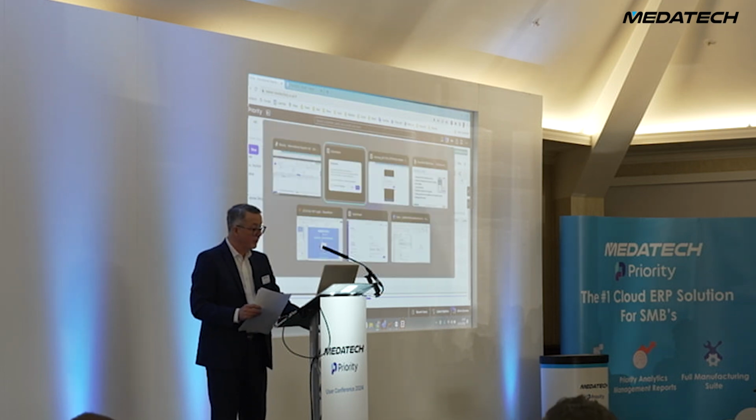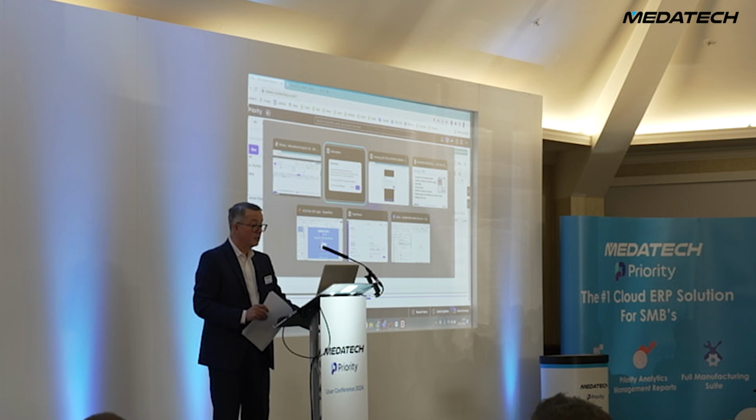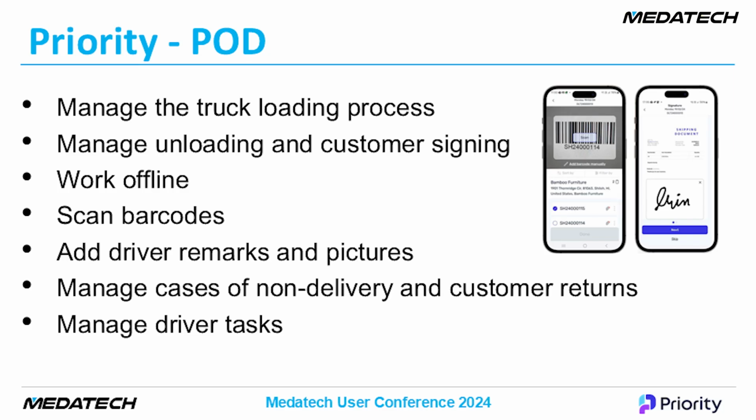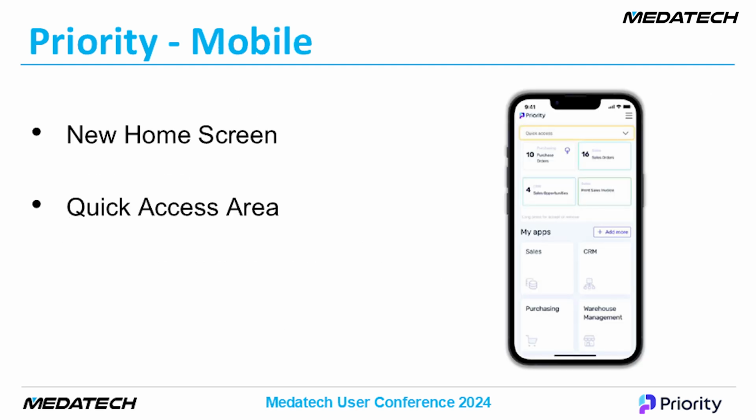That was POD. There are enhancements here too. So let's go back and have a look at that. And that's in the mobile. So there's now a new home screen with a quick access area. And also some changes to the way that questionnaires work. It's now possible to have a follow-up question. So this means, depending on your response to the initial question, you're then asked the relevant follow-on question to complete. Also in mobile now, it's possible to provide multiple responses in questionnaire.